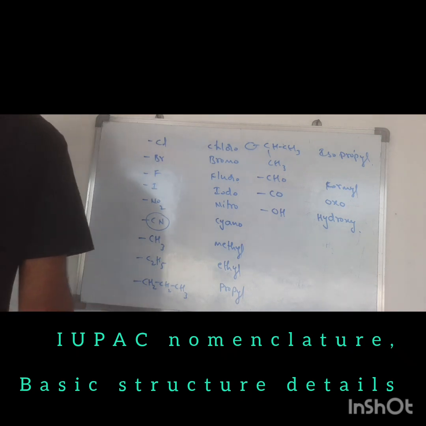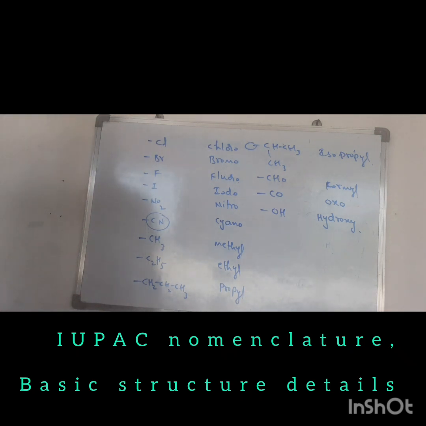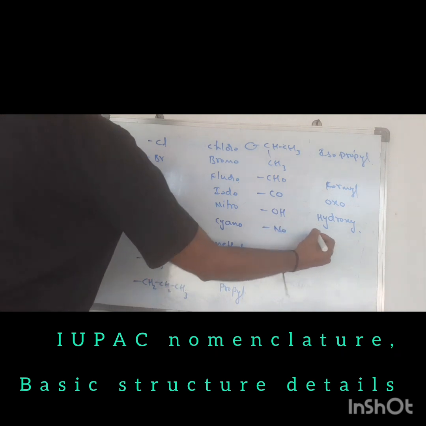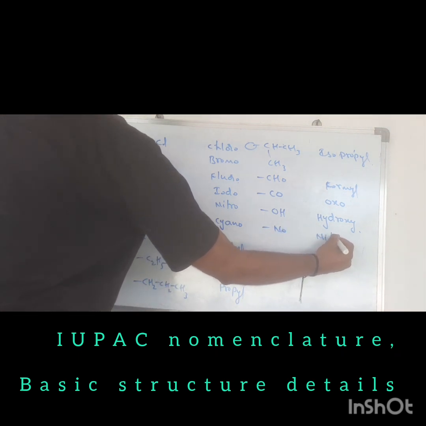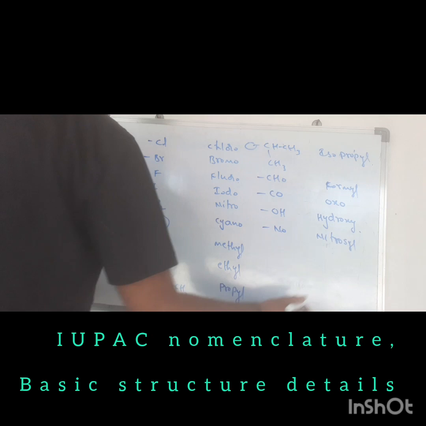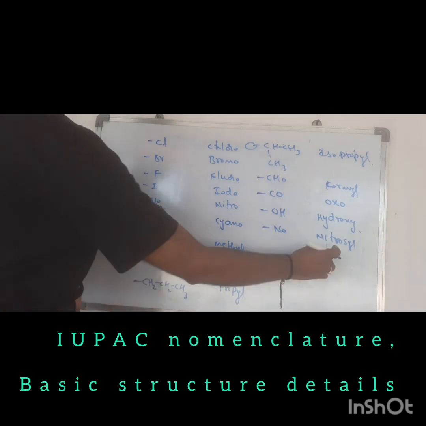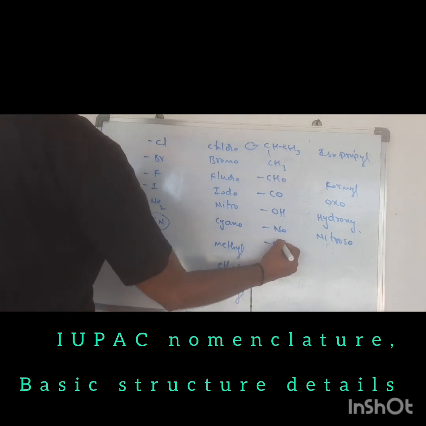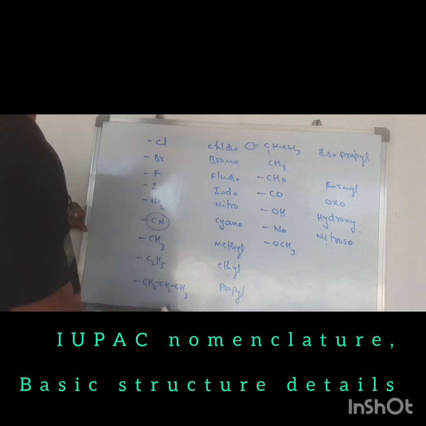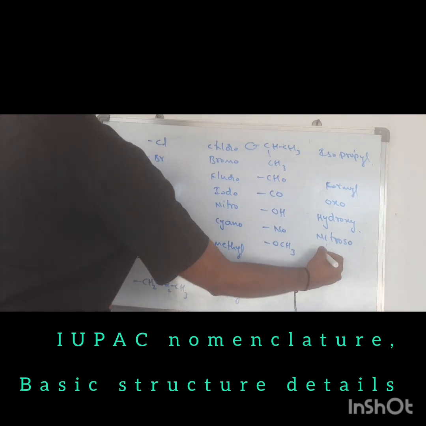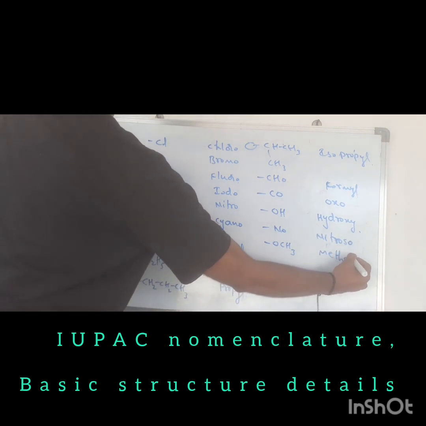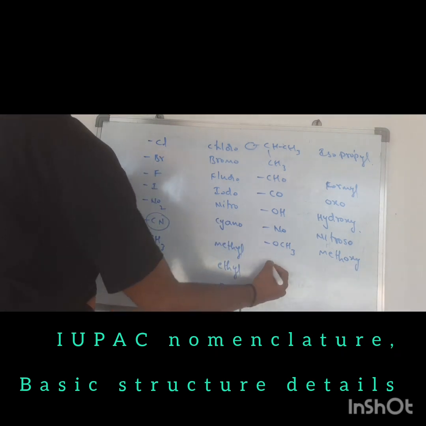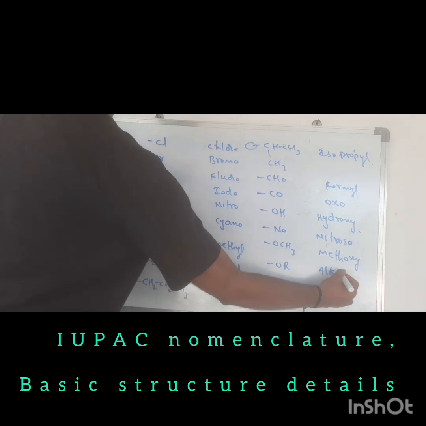So these are the generally used groups. For example, NO is called nitroso or nitrosyl. Mainly we use nitroso, which is better. If OCH3, where you know CH3 is methyl, is now treated as methoxy. Simply, you can say an alkyl with oxygen is called alkoxy.